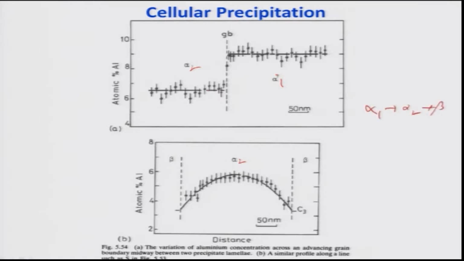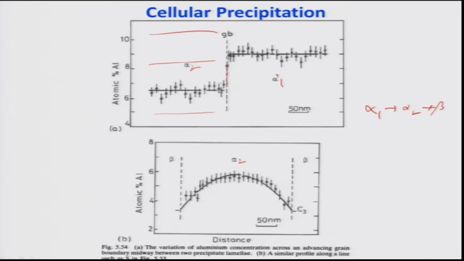So, beta has grown, okay, in between, like large plates of beta have grown like this. The only way of growing the beta is by solute transport from the alpha 1, basically draining the solute from the alpha 1, and then the alpha 2 will have much lower concentration of aluminum than alpha 1. So, that is happening simply by diffusing these atomic species along the grain boundary. This tells you specifically that.